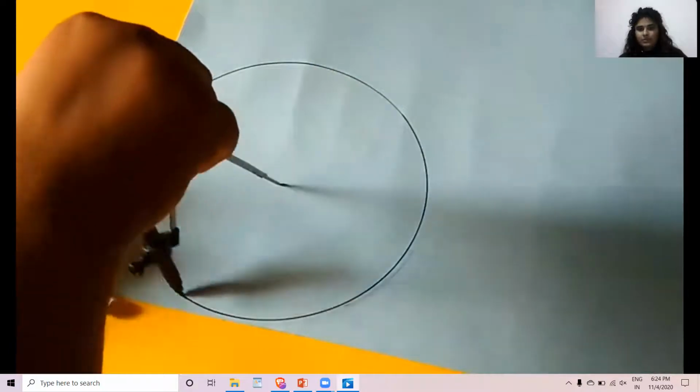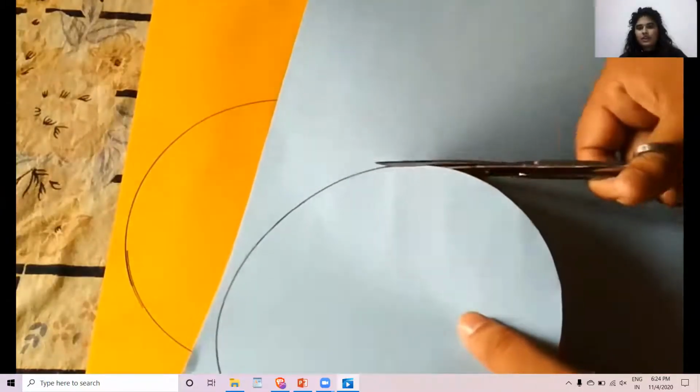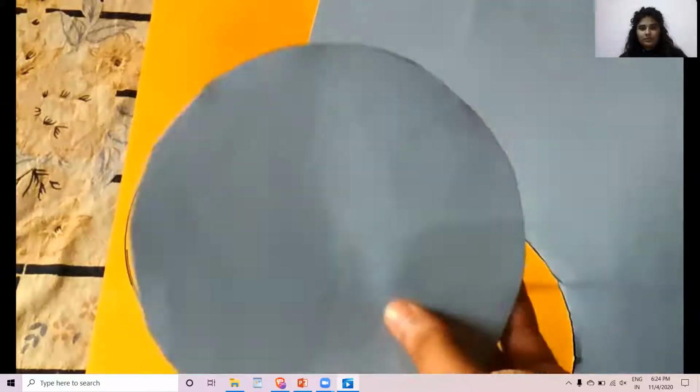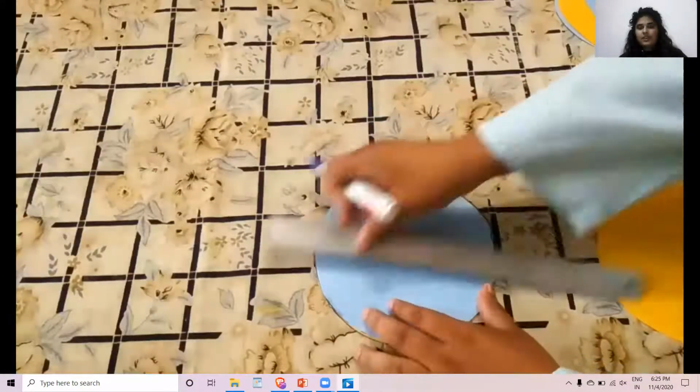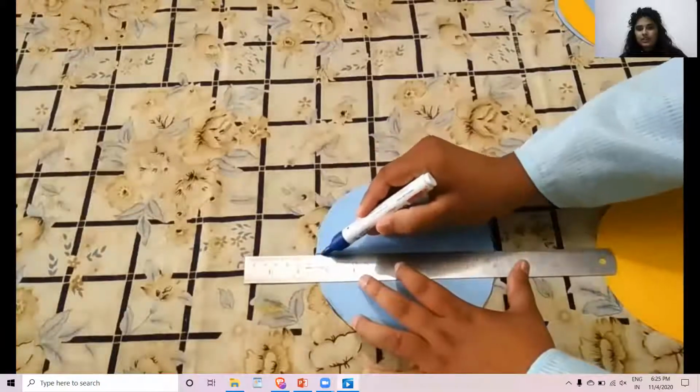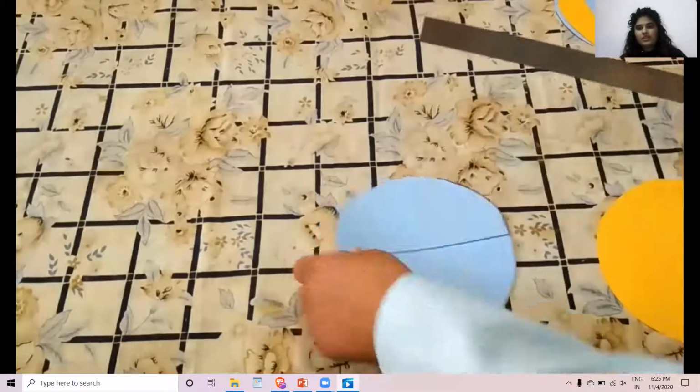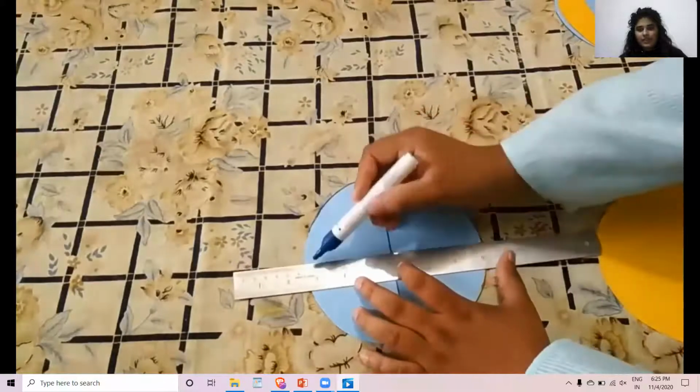Let's start. First, what you have to do, you have to make a circle on a chart paper like this, with a color. You have to make a color circle. Like I have used the orange chart paper and the white chart paper. Now, after making the circle, you have to cut them like this. Now, you need to make two lines with the color pen on the circle, and those two lines must intersect each other like this.